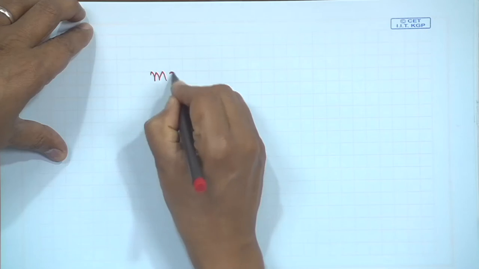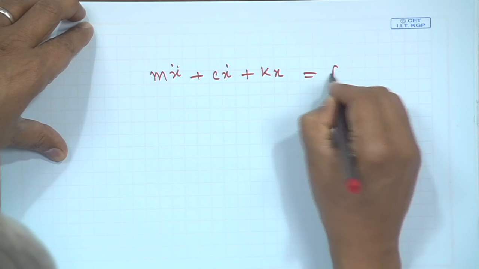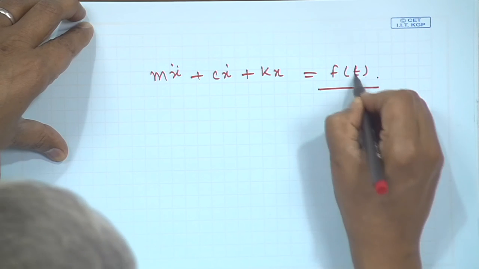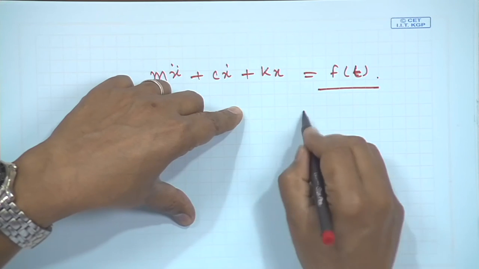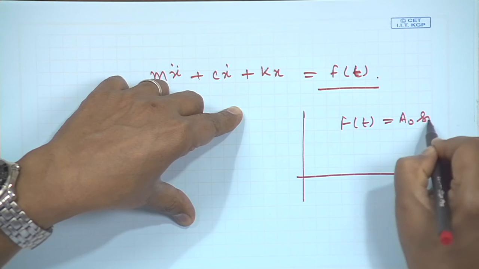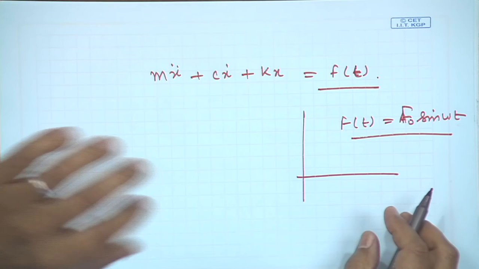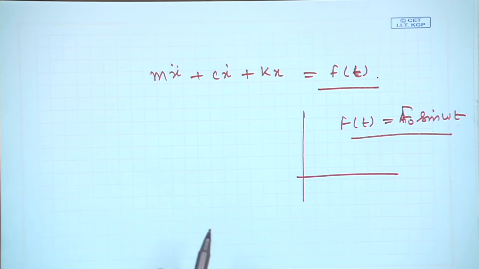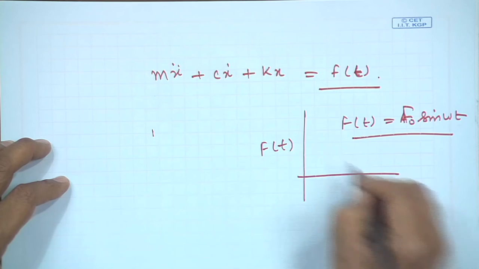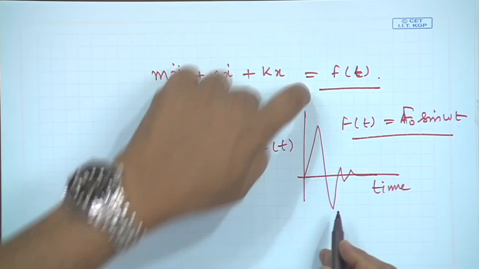You have an input. I'll give you this equation, and those who had a course in elasticity, I have this forcing function F(t). Now, if F(t) was given as something like F naught sine omega t, I'm sure all of you would be able to solve this differential equation and get the response. But if F(t) looked something like this, as an impulse, how do you solve this equation?